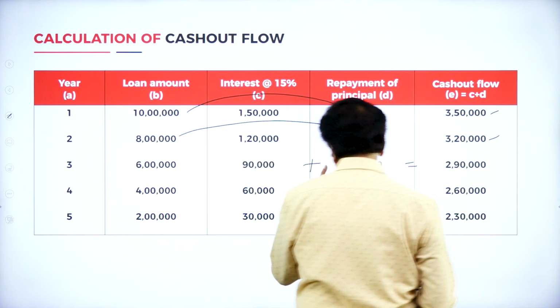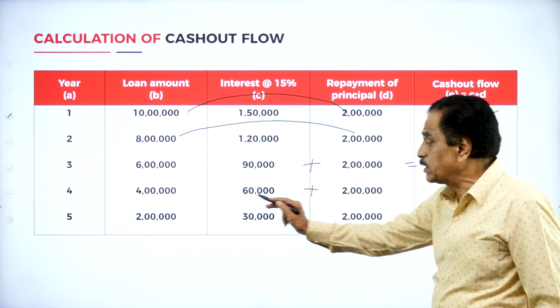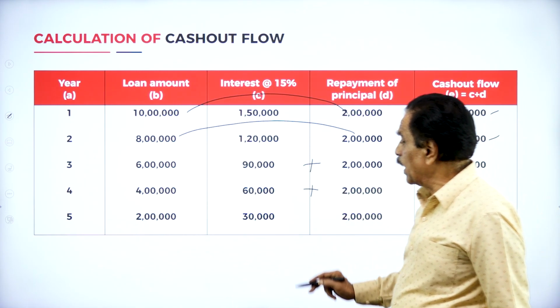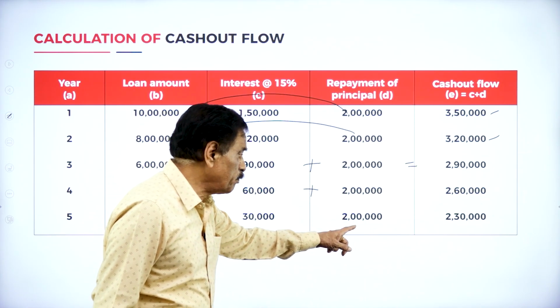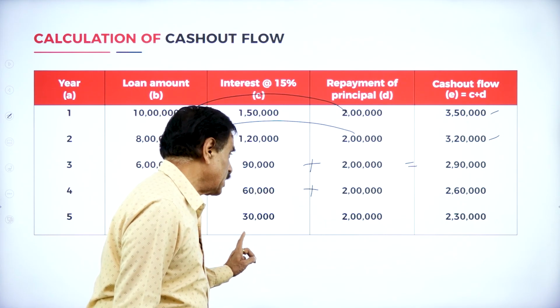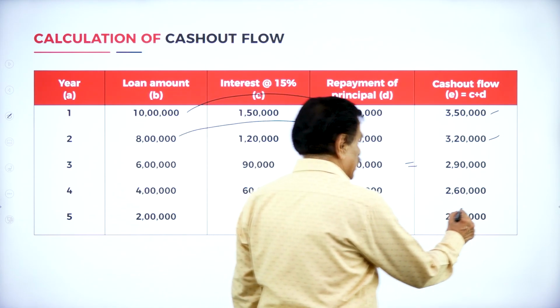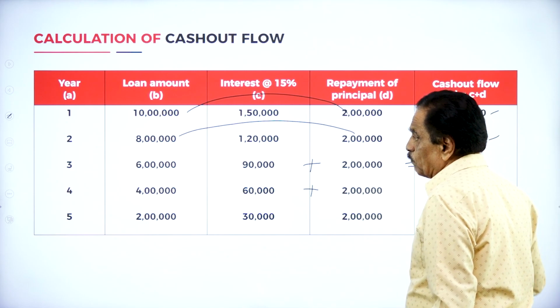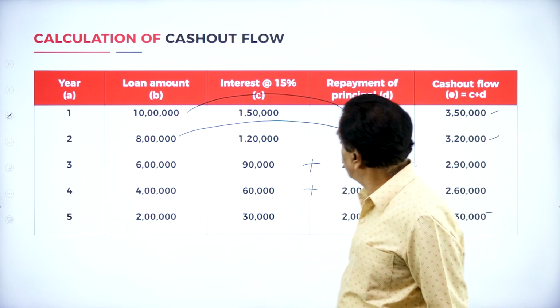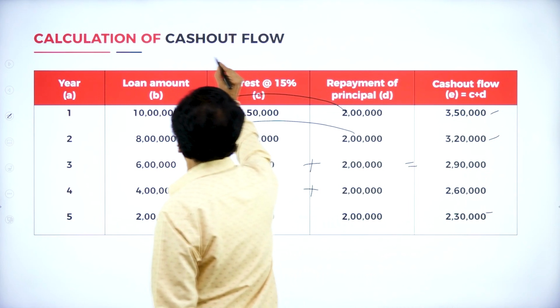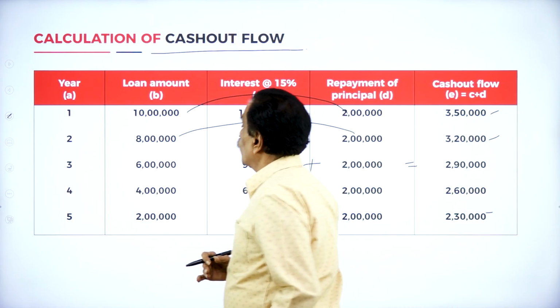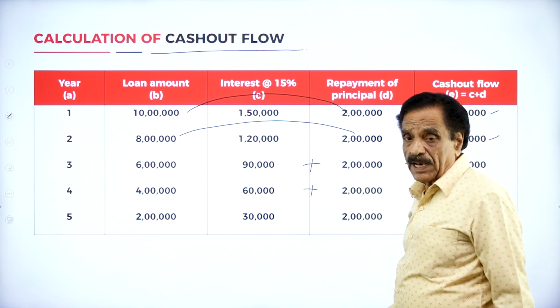For 4 lakh rupees, he paid how much money? 2 lakh. What's the balance? Another 2 lakh. On 2 lakh, 15% is 30,000. Every year he has to pay how much? 2 lakh. 2 lakh plus 30,000 becomes 2,30,000. This is the payment outflow. So here, every year the principal remains constant. This is your cash outflow. You are going to pay so much money for this 10 lakh rupees.